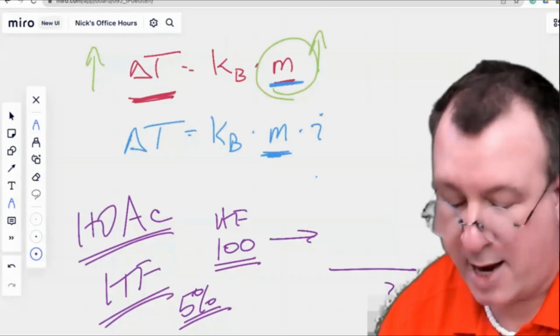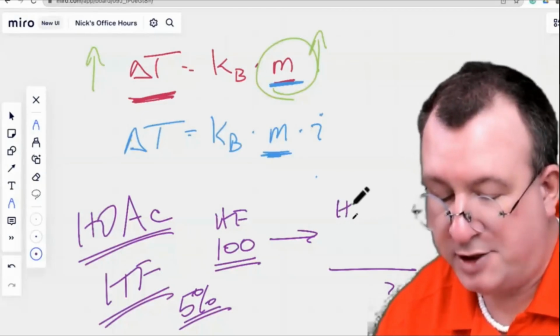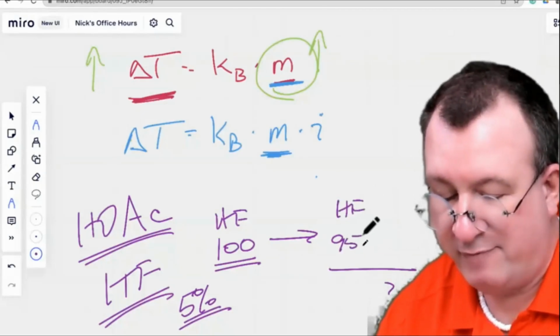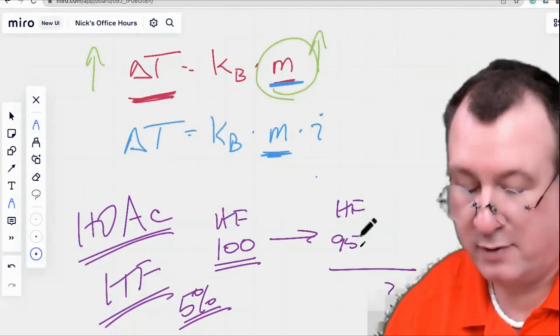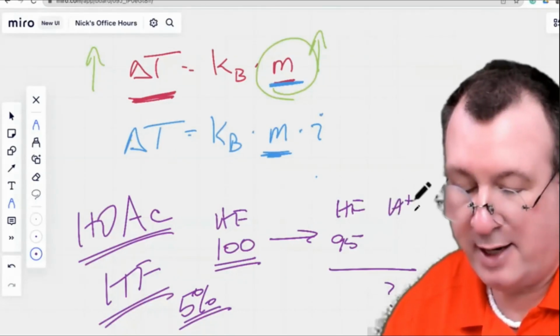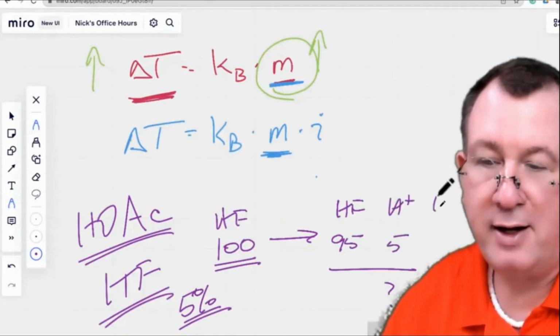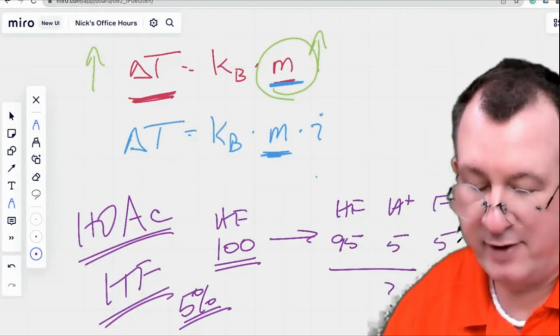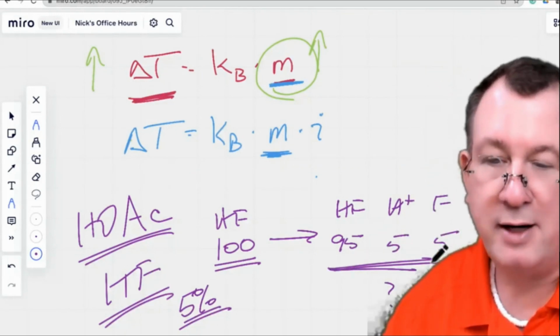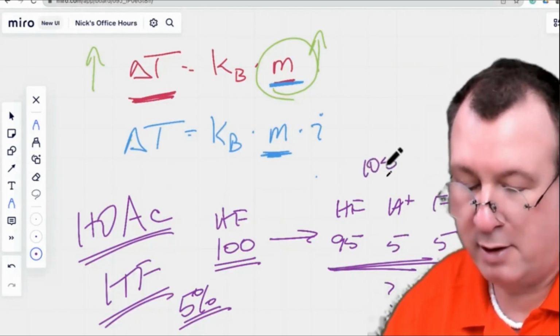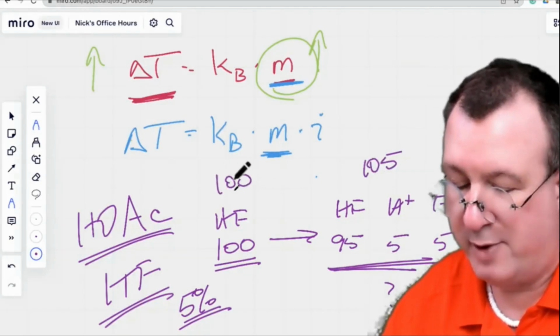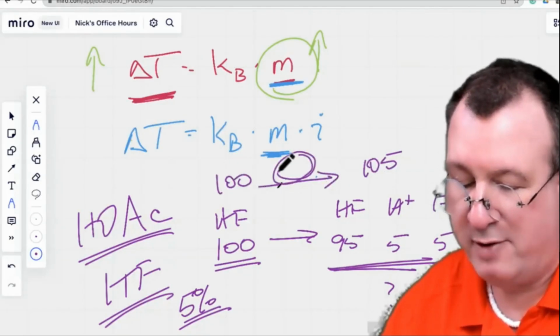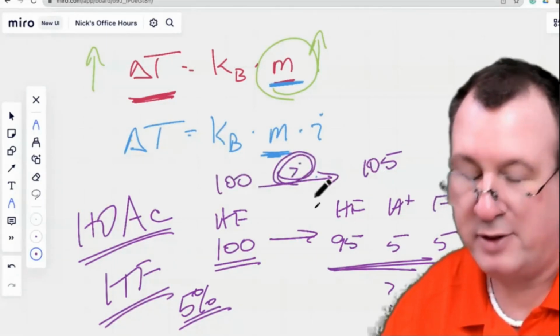Well, I know that the HF, about 95% of it stays as HF. And then I get H plus 5% of it, and I get F minus 5% of it. What's the sum of all that? So if I want to go from 100 to 105, what is my I factor? What am I multiplying it by?